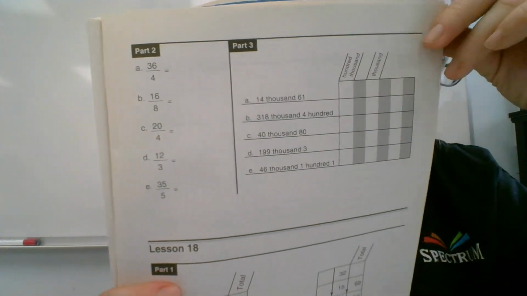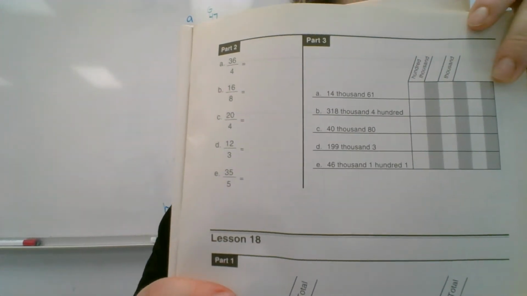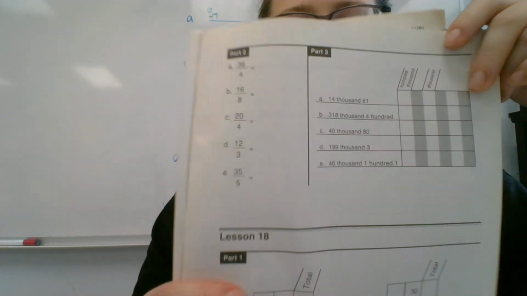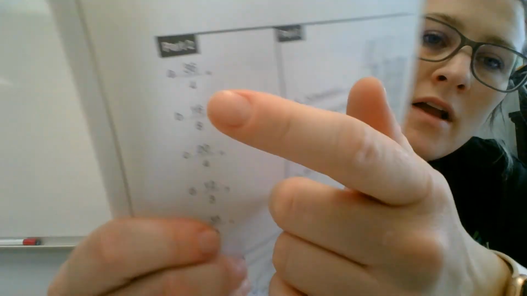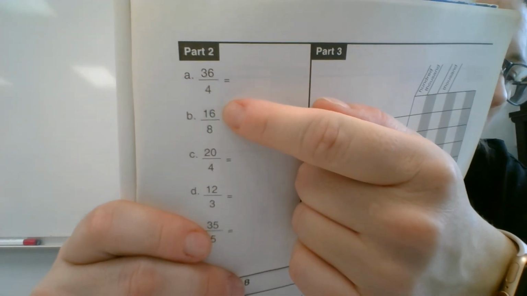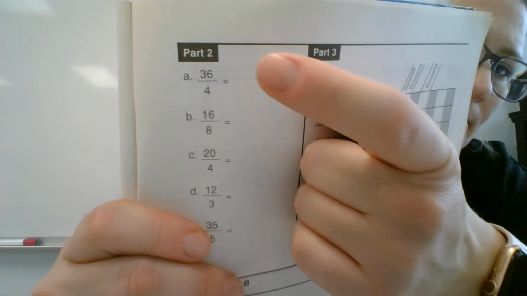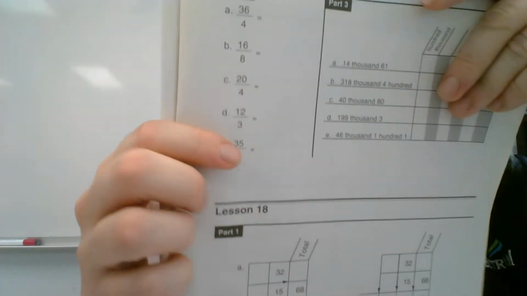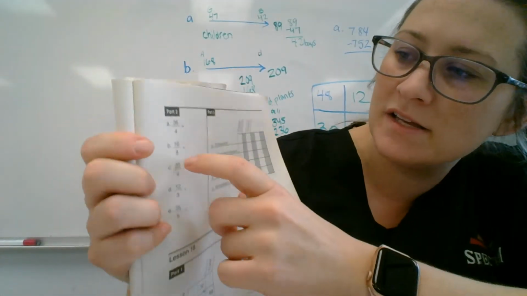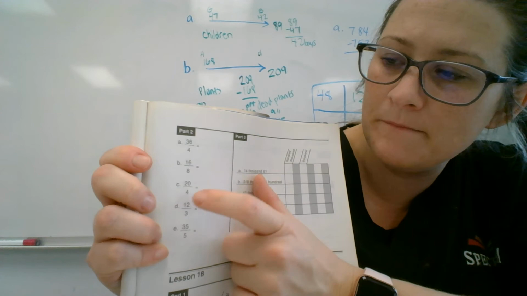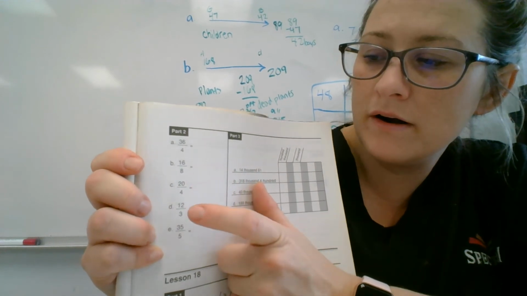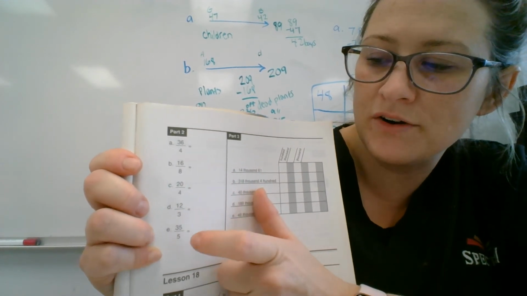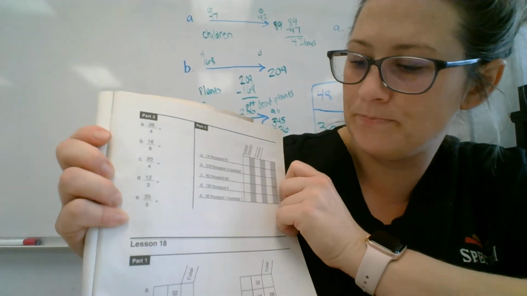These fractions equal whole numbers. Remember to ask that question when you work them out. 36 divided by 4, which is 9. These are just division problems. This one is 16 divided by 8, 20 divided by 4, 12 divided by 3, 35 divided by 5.